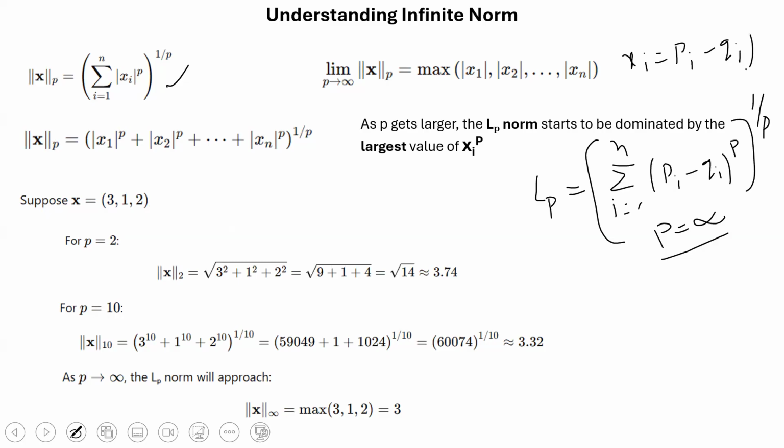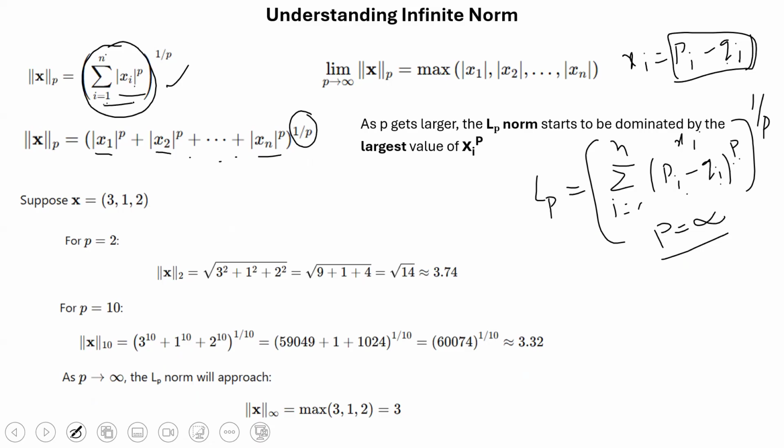Let me just eliminate this bigger term. So I'm replacing pi minus qi with xi. Now it all comes down to xi to the power of p. Now, if I expand this term, replacing i from 1 to n, that is x1 to the power of p, plus x2 to the power of p, and so on, plus xn to the power of p, whole to the power of 1 by p. So now I expanded the term which is inside.